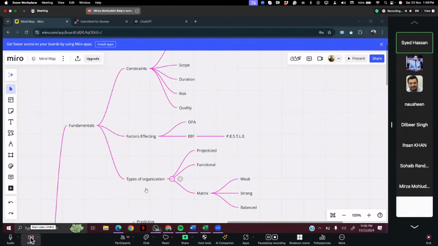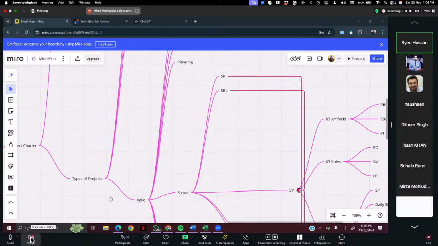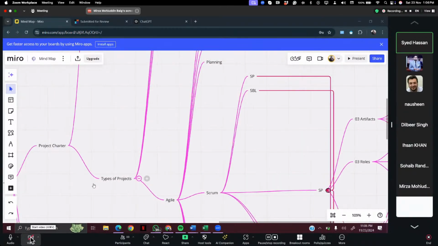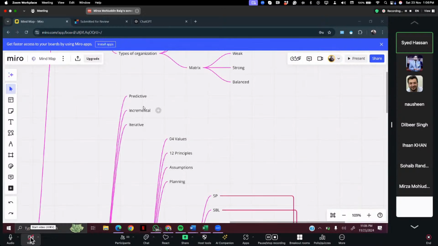What are the other types of organization? Projectized, functional, matrix. Under matrix, we can get weak, strong, and balanced organization. After this, we come to the types of project. There are agile projects.